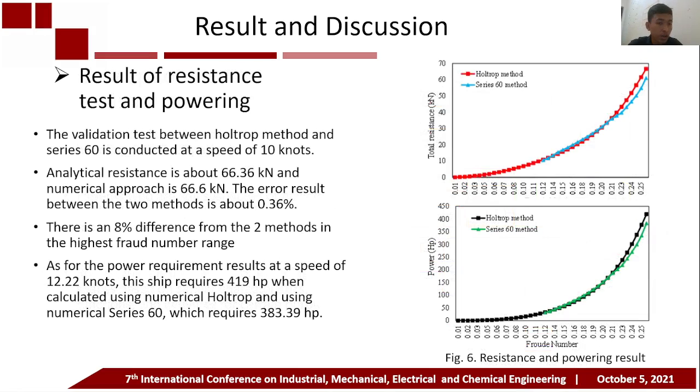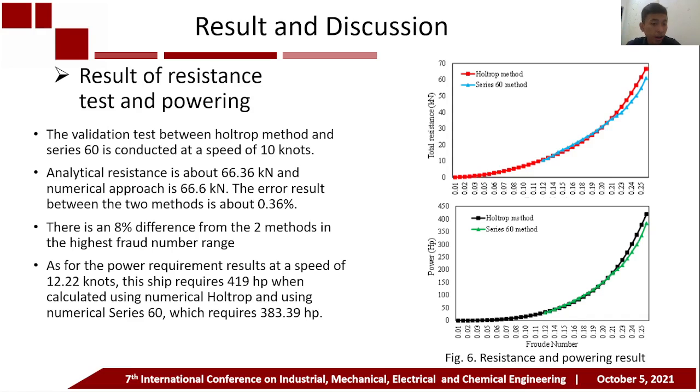Then we go to the result of the resistance test and powering subchapter. This analysis uses two approaches, numerical and analytical. The analytical approach is used to validate the numerical approach. The validation test between the Holtrop and Holtrop method and Series 16 is conducted at a speed of 10 knots.